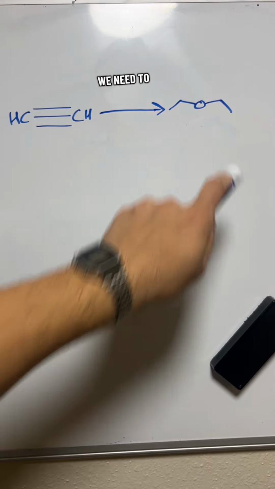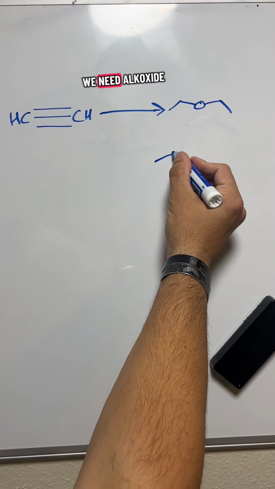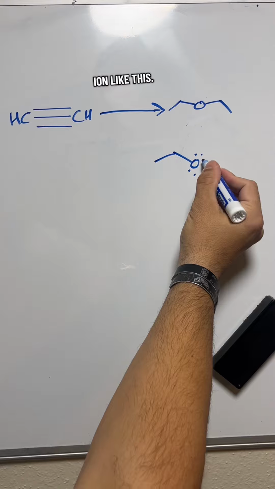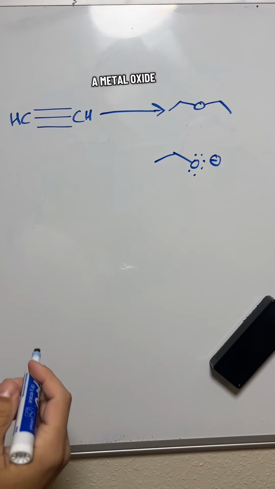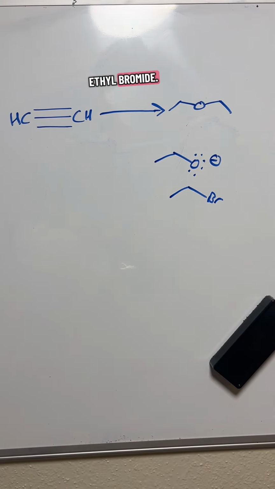So we need to make diethyl ether, a nice symmetric ether. There's a couple of ways you could do this, but my favorite way of making ethers is a Williamson ether synthesis. And what do we need for that? We need an alkoxide ion like this. So we have ethoxide, and I'm going to need an alkyl halide. I'm going to use ethyl bromide.